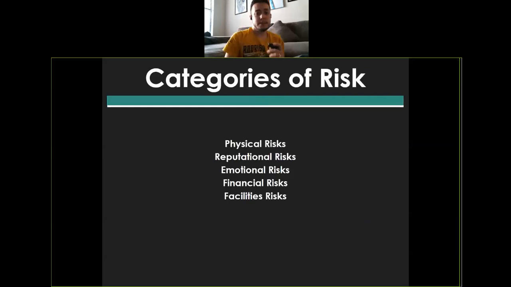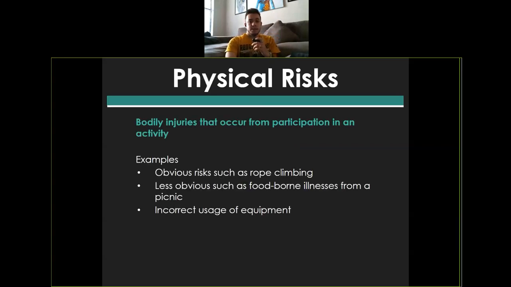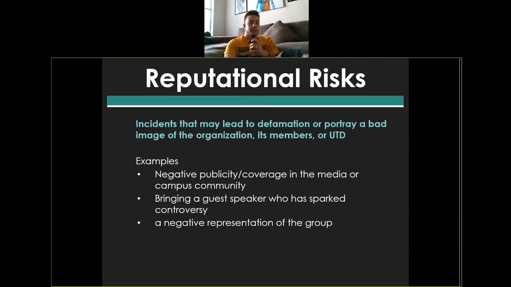There are multiple types of risks, some of the main being physical, reputational, emotional, financial, and facility. For physical risks, again, things like proper use of equipment, making sure there's no water next to computers, making sure that you're not overloading power circuits. Reputational risks, now with social media, making sure that if you ever post anything on social media, that it's always represented positively, and if something that might not be positive, as long as it's truthful and constructive.